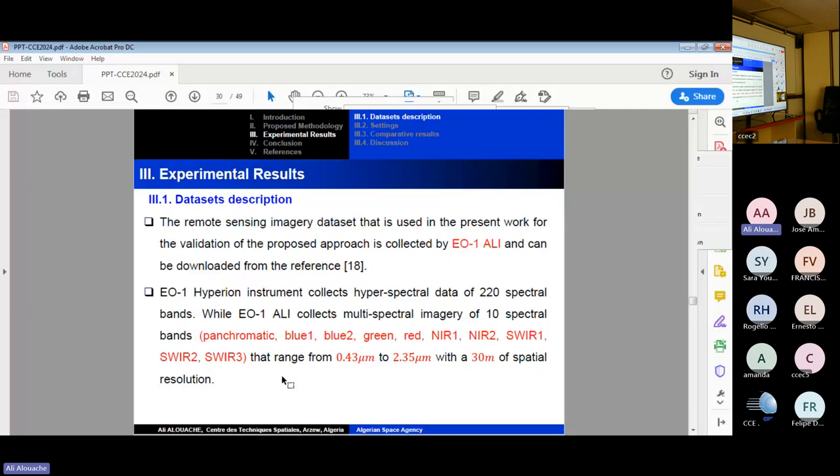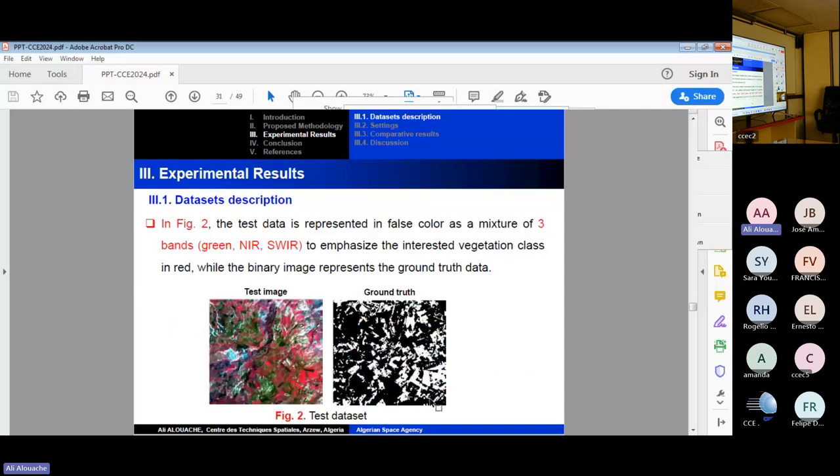A spectral range from 0.43 micrometer to 2.35 micrometer with 30 meters of spatial resolution.